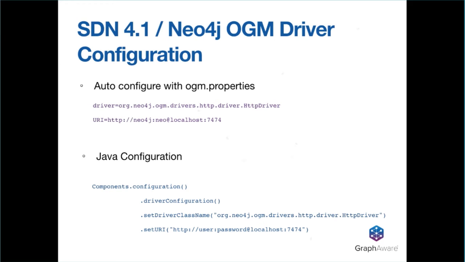If you don't want to auto-configure, so if you don't want to supply a properties file, if you need to pull your username and password from elsewhere, or get your URL from an environment variable, very common on systems like Heroku, et cetera, then you will set up your configuration explicitly. So through Java, it's very simple. You basically get your driver configuration, set the class name, set the URI. You pull this from whichever sources you might have, and you're ready to go.